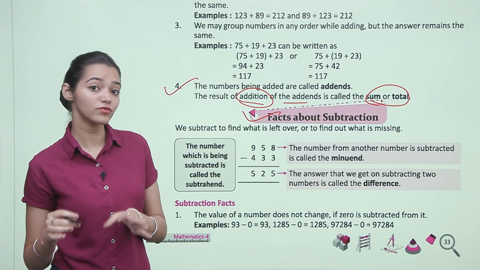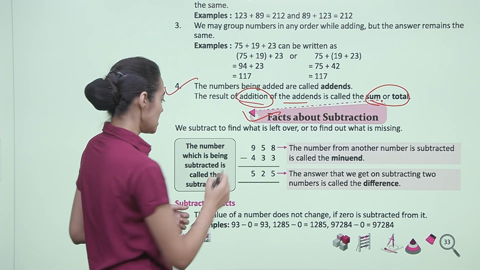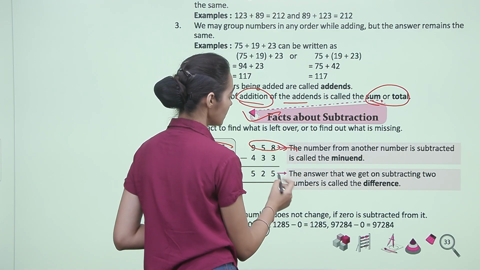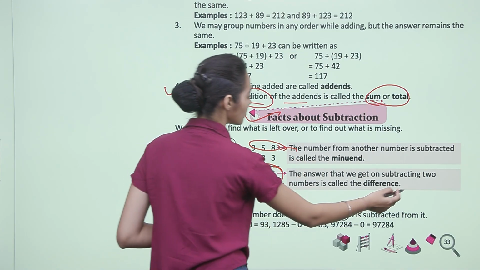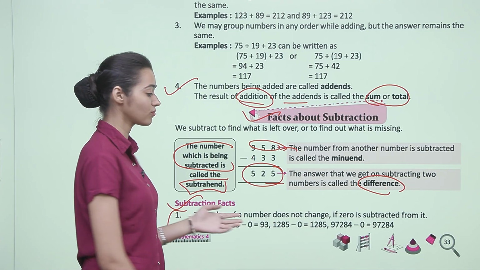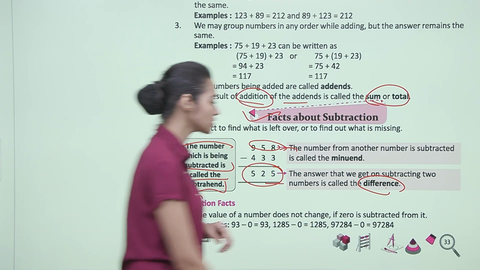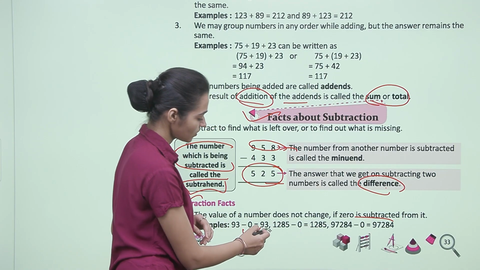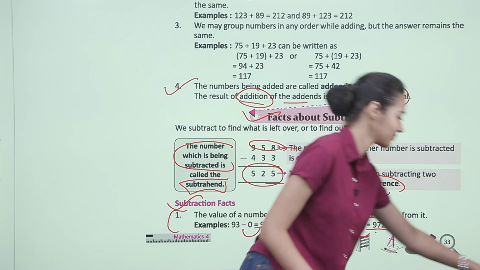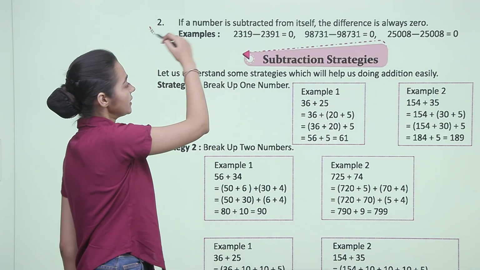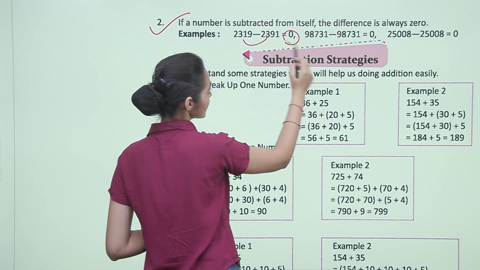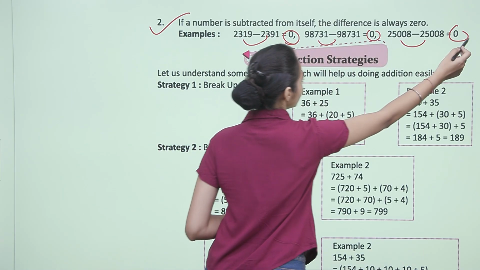When we subtract, we find what is left over, that is, we find out what is missing. The number which is being subtracted is the subtrahend and this is our minuend, and the answer we get on subtracting the two numbers is called the difference. Here is our difference. Now let's look at some subtraction facts. In the first one, the number does not change if 0 is subtracted from it. When we subtract 0, the number always remains the same. The second rule says that if a number is subtracted from itself, the answer is always 0 in every case.